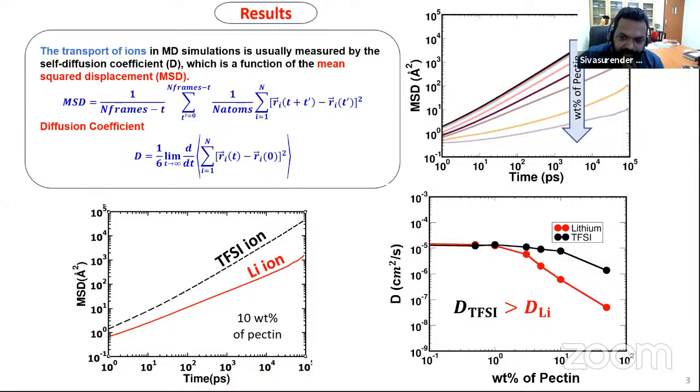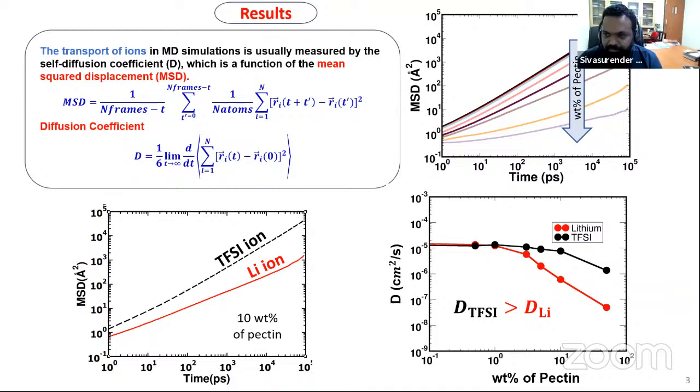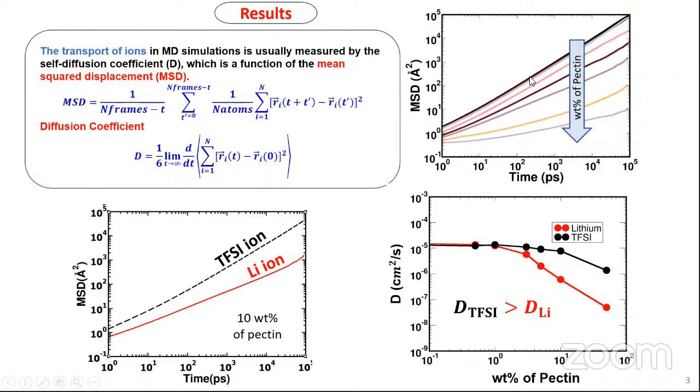If I look at the MSD plots with respect to the weight percentage of pectin, or even the MSD plots with TFSI ion and lithium ion, you clearly change the behavior of your diffusion, right? You're going from diffusive behavior to subdiffusive behavior. Yes, sir. And then how do you extract the diffusion coefficient for all these cases? From the MSD, sir. Using the Einstein relation, I first calculated the slope.